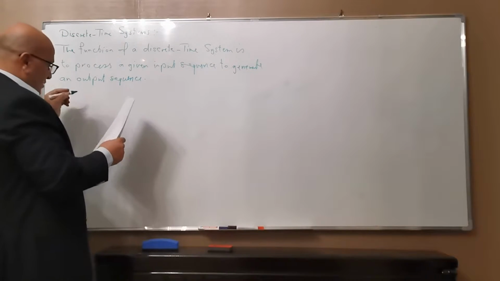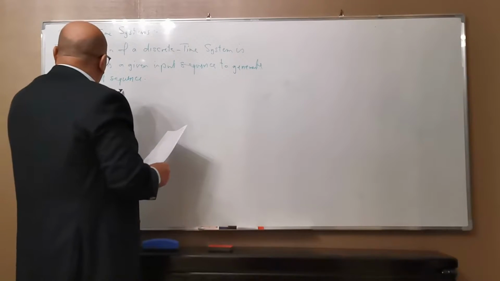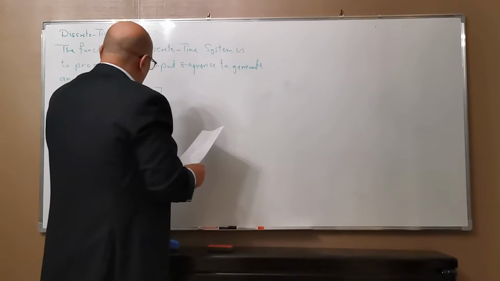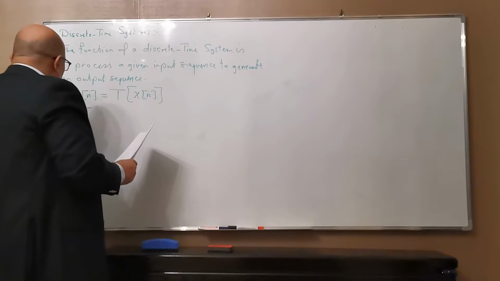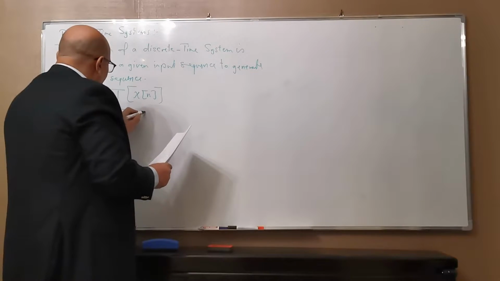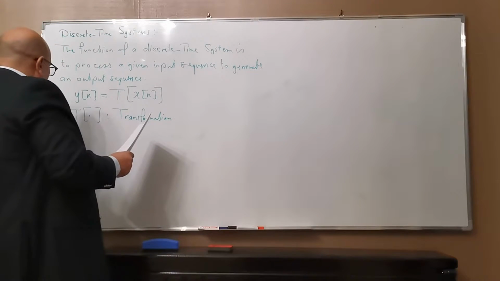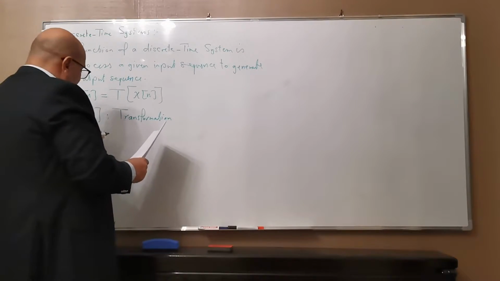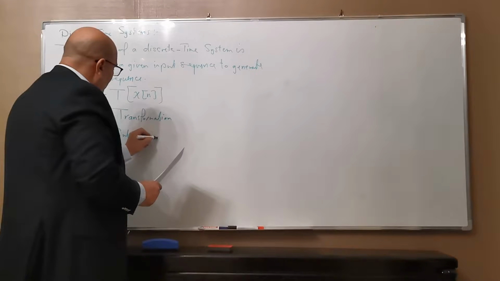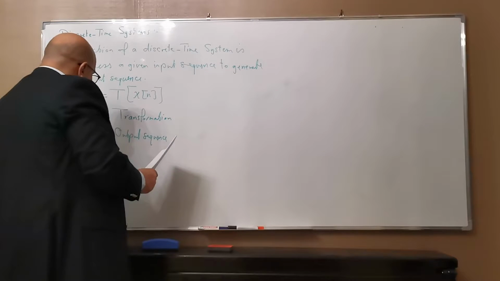Symbolically we will say that y of n is equal to some transformation or process T of x of n, where T is an operator which is transformation. So it's a transformation. y of n is the output sequence, and x of n is the input sequence.